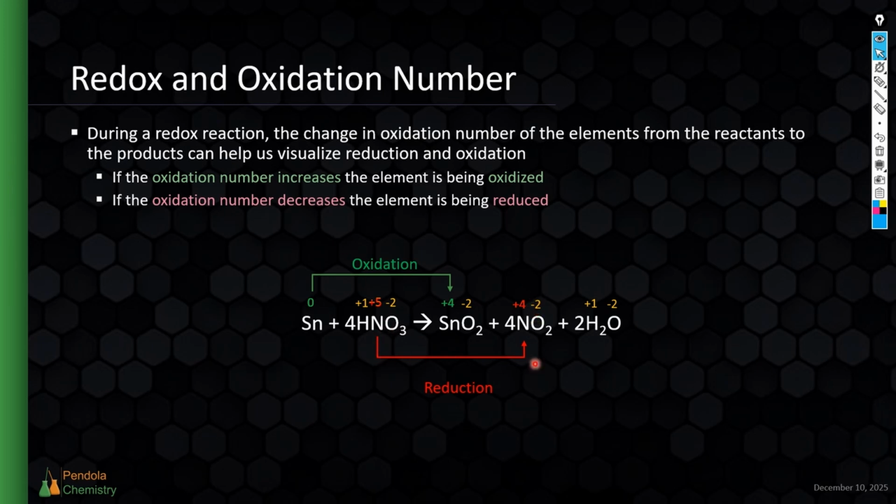That's pretty much it. That's the gist of how we use oxidation numbers to tell which process each element is undergoing.